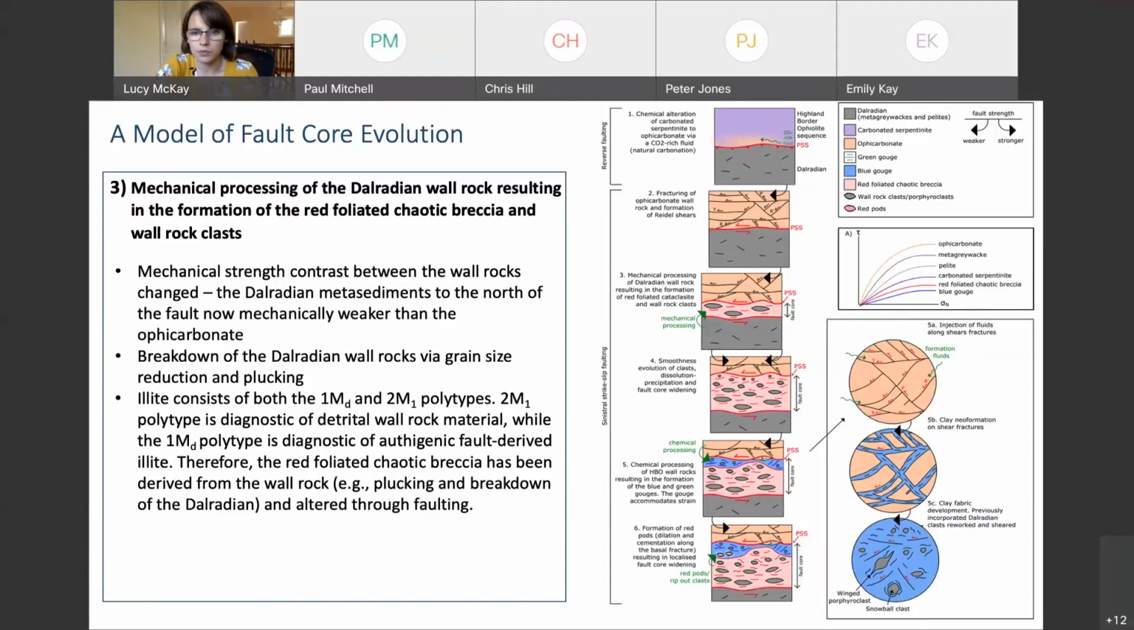Again, the mineralogy in the fault was fault derived. It's a mixture of fault derived and orthogenic, suggesting part of it's been derived from the wall rock and part's been altered through faulting. So that's pretty convincing evidence to me that this red foliated chaotic breccia has been derived from the wall rock of the Dalradian, plucking and breakdown, and then altered through this sinistral strike slip faulting.